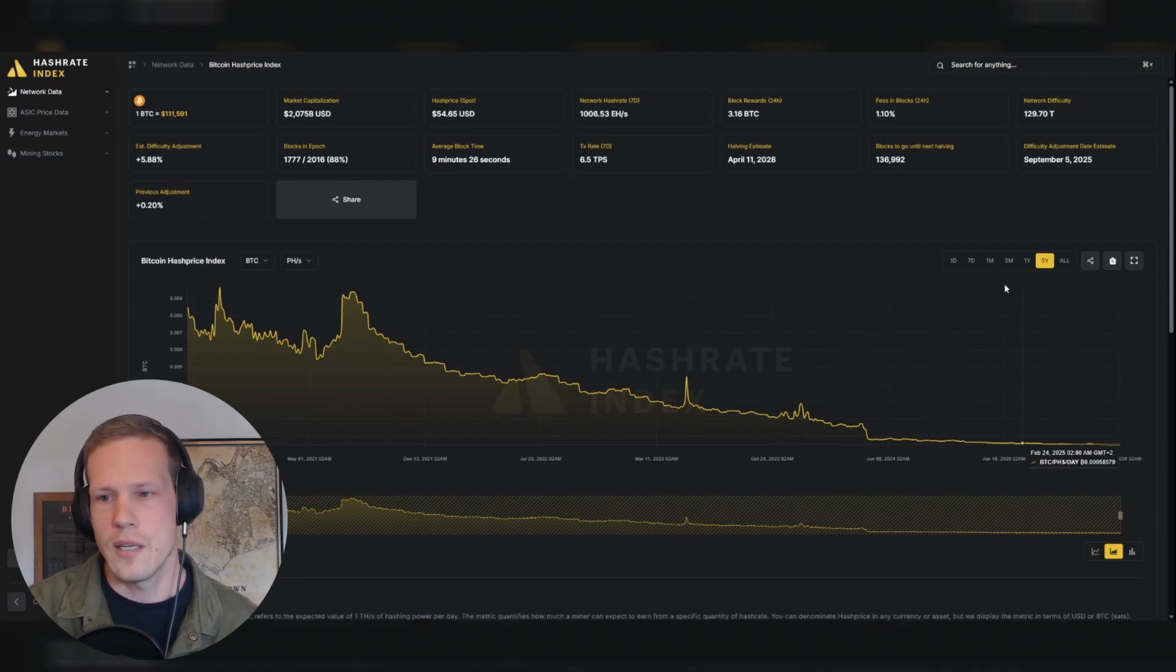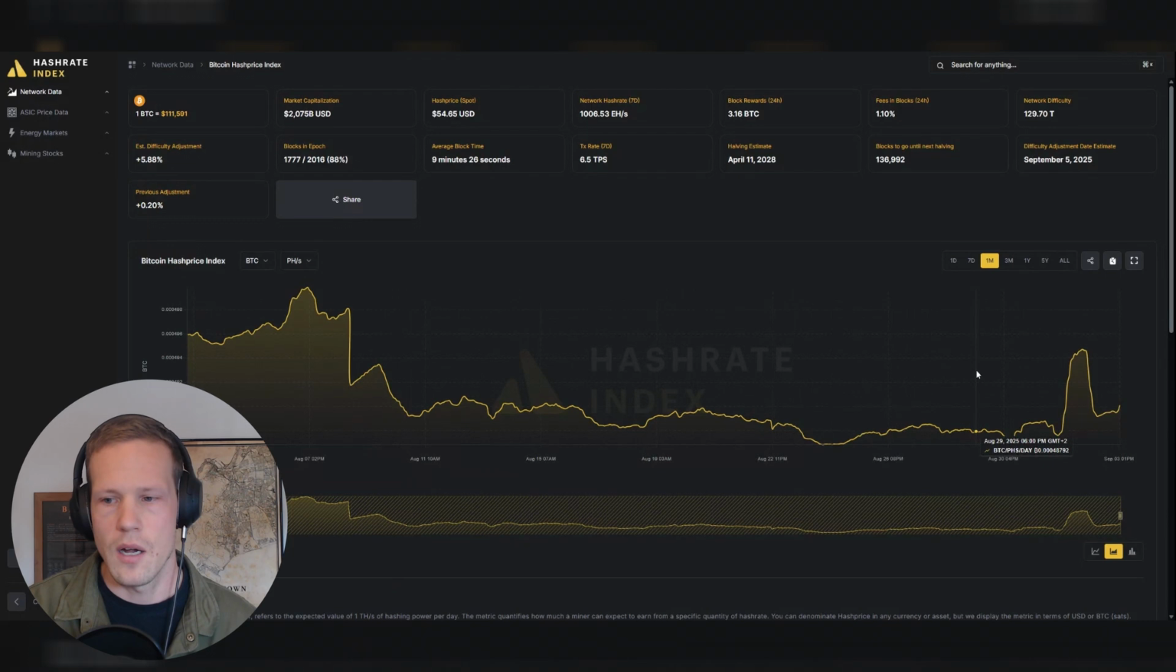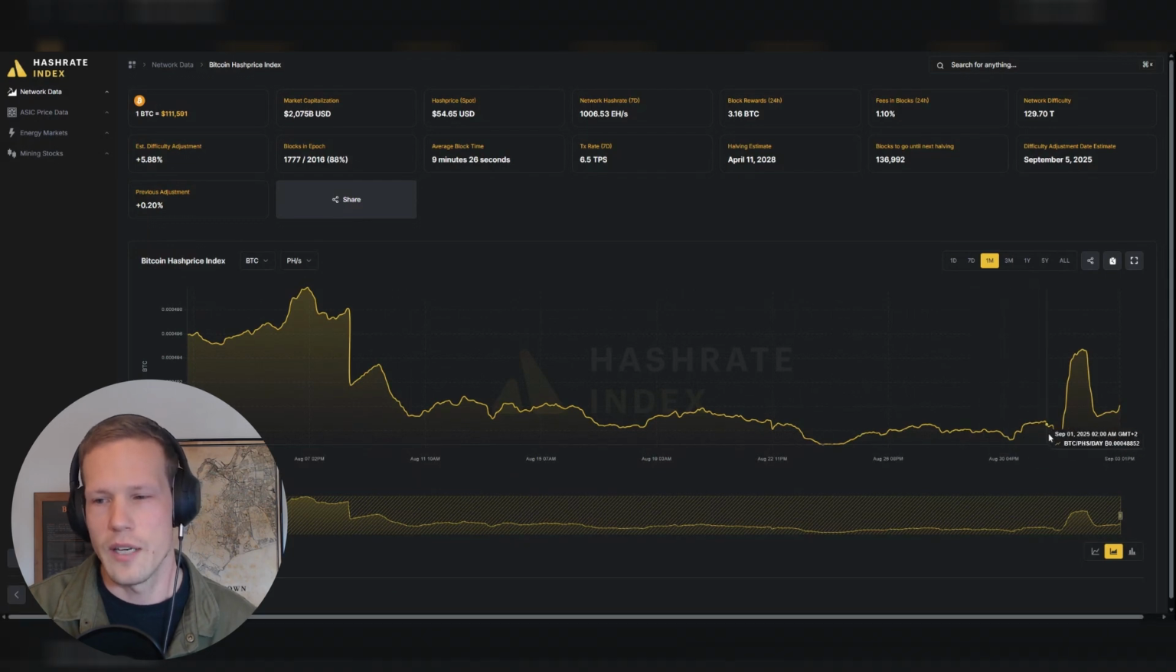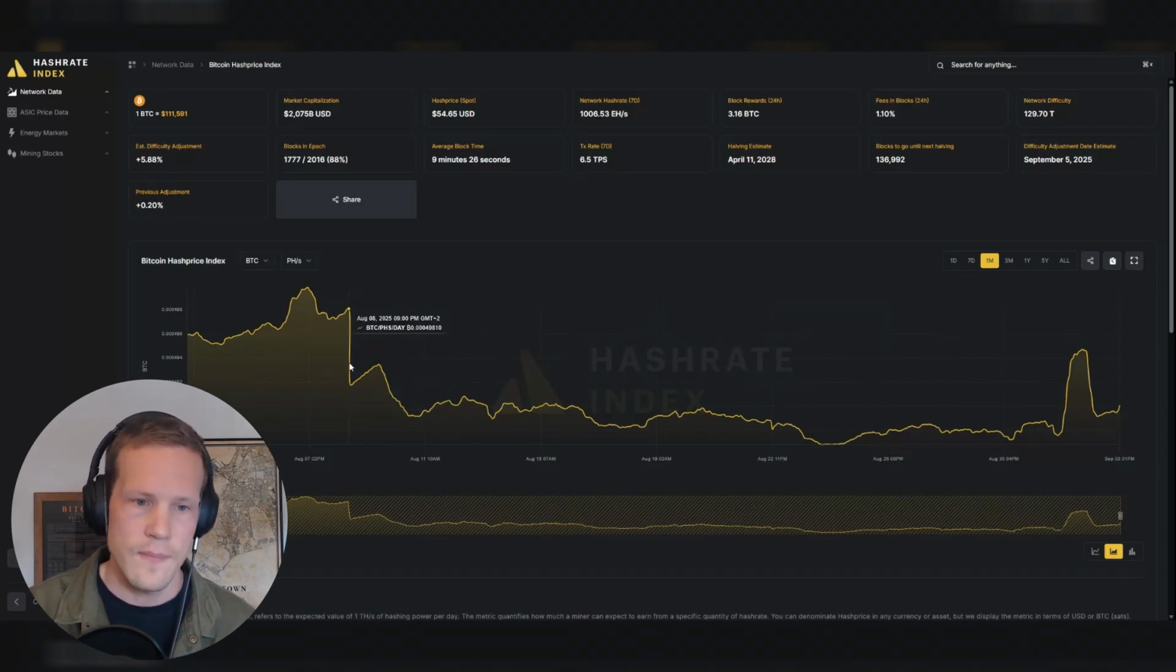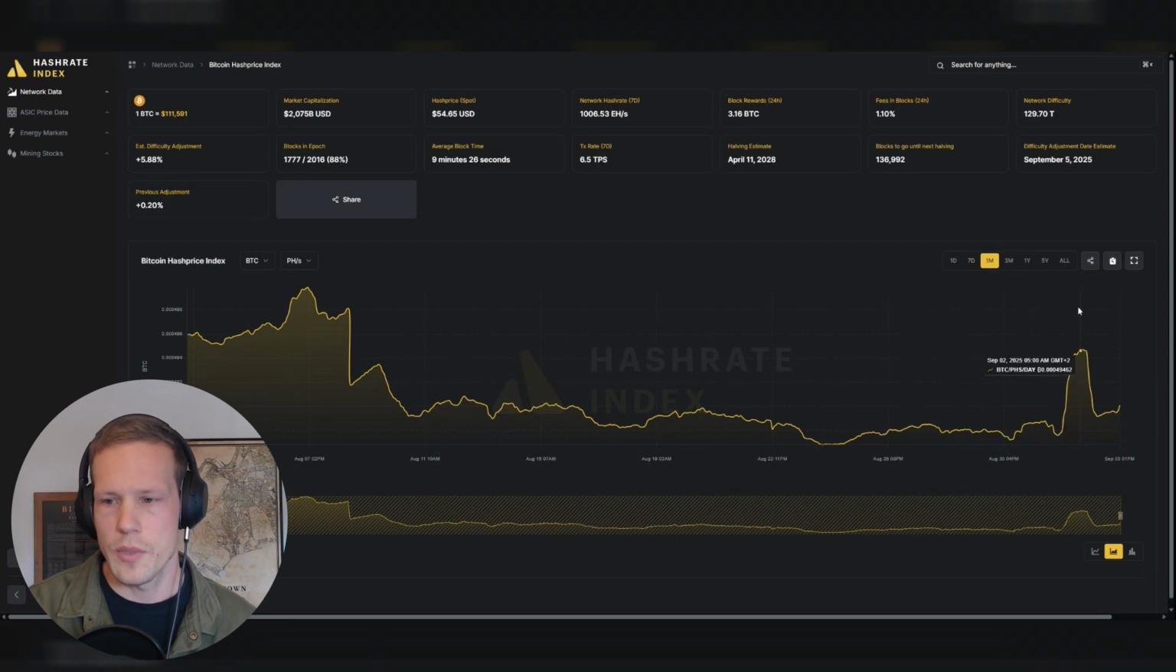Right now, we can see that we are hovering around that 50,000 sats per petahash per day price. So we can see on August 8th, the hash price in Bitcoin terms took a sharp decline. This is very likely when the difficulty adjustment kicked in and the difficulty went up, meaning that the hash price in Bitcoin terms went down. This is where we stand.